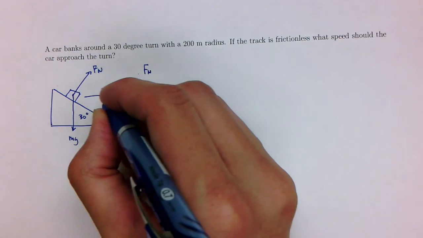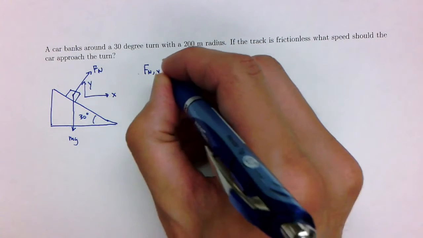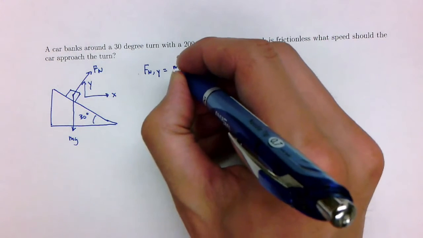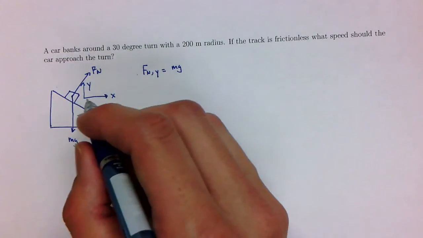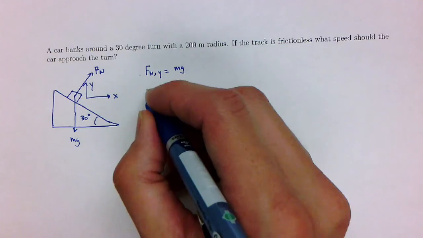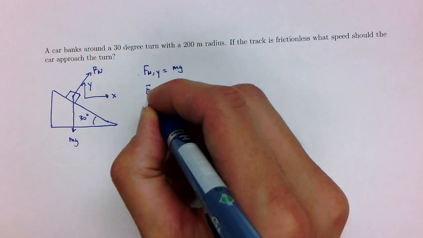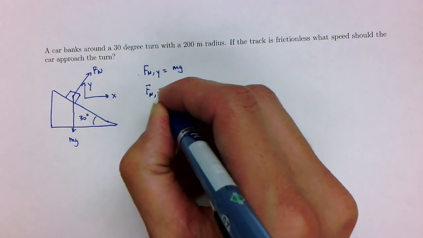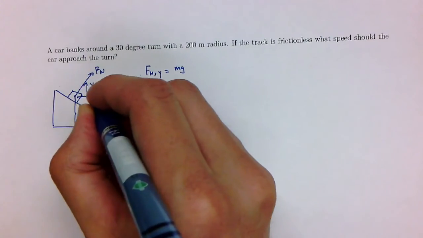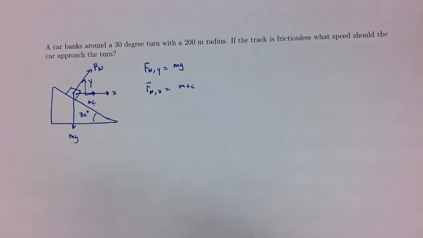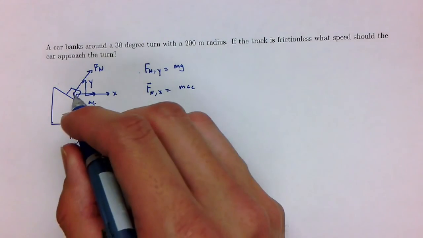So, if I want this car not to skid, the normal force, we're going to have to draw this in the x and y direction. The y component has to be equal to mg, so it balances forces in the y direction. And then in addition, I need to make sure that the normal force in the x direction is equal to mac, because remember, there's acceleration in this direction in order to keep this thing in a circular trajectory.